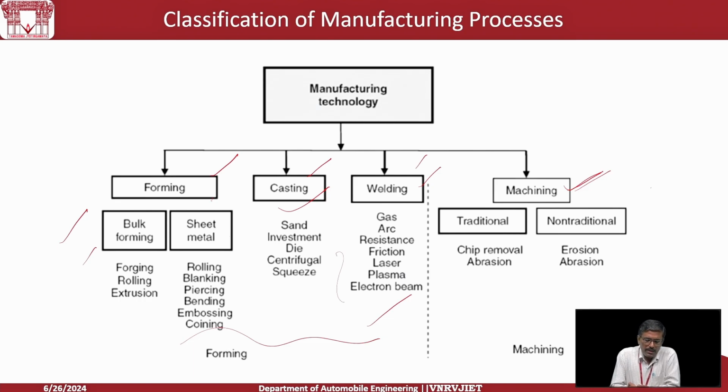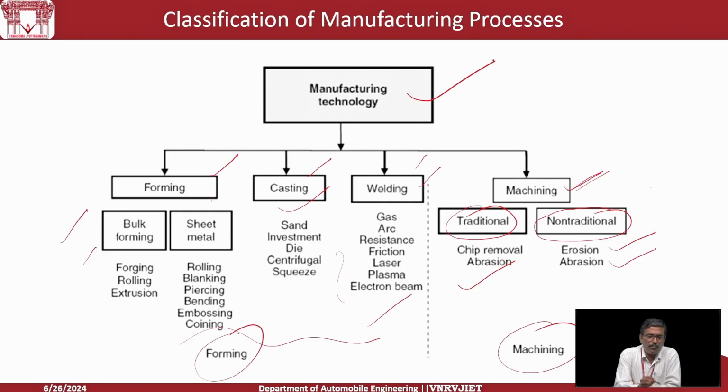Here the material is removed in the form of chips, and that is called the traditional machining process. Whereas in non-traditional machining processes, the material is removed by an erosion or abrasion process, like abrasive jet machining, electric discharge machining, etc. So this is a simple and basic classification of manufacturing processes.